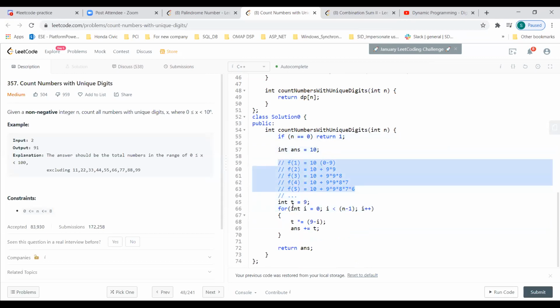So I'm setting t equals 9, and then I'm running this for loop from 0 to n minus 2. The first digit I'm taking care of here, so I'm actually starting from n equals 2. In that case, I multiply each and every time by 9 minus i, and keep on adding it to the answer, and then you return. The way Harshit was saying is exactly the way it's implemented here, and it's easy to follow also.